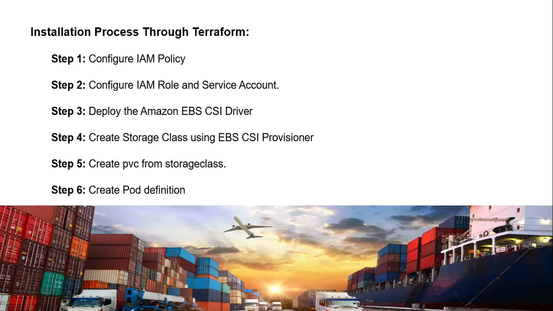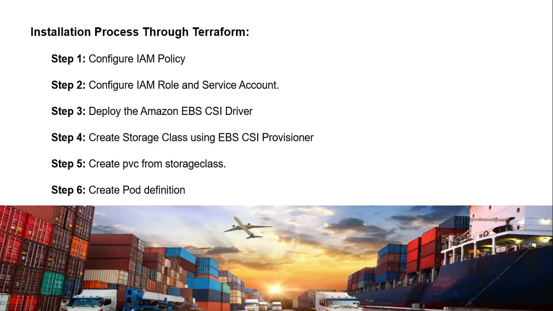Step 4, creating the storage class using the EBS CSI provisioner. We can configure the storage class using the EBS CSI driver as a provisioner, which allows us to dynamically provision the EBS volume using the storage class. Step 5, creating the PVC from the storage class. The persistent volume claim is a request for the storage. Step 6, creating the pod definition. We are creating the pod in Kubernetes using the Nginx image and associating that PVC as the volume.